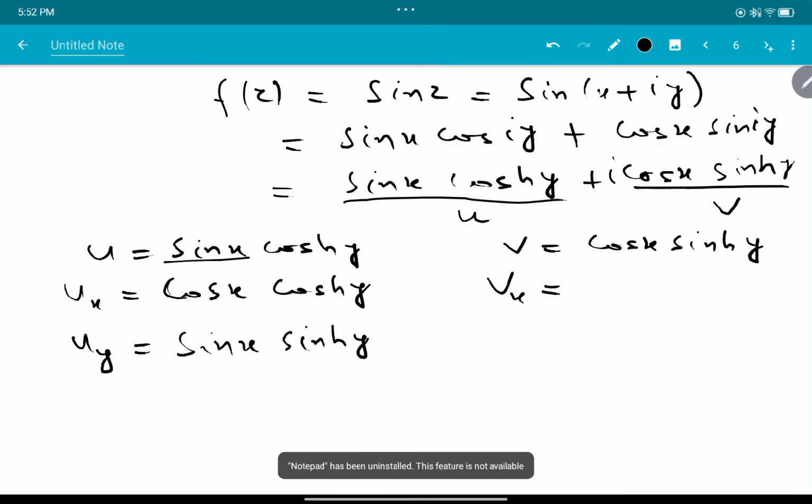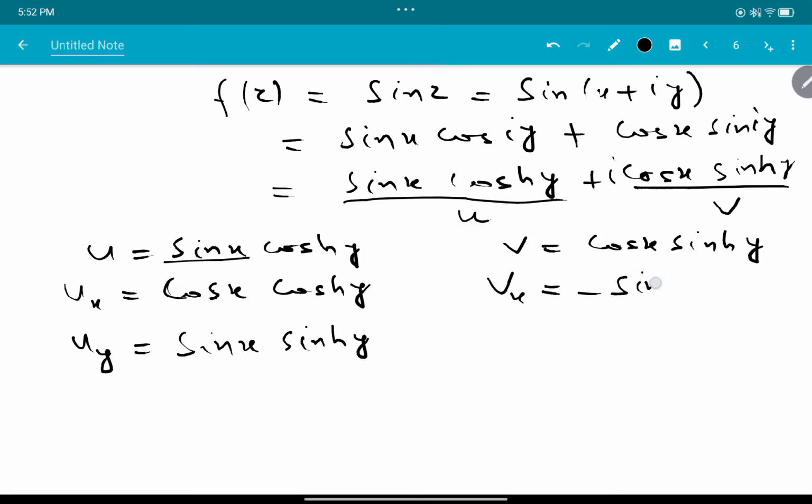Similarly, vx is equal to, differentiating with respect to x, minus sin x sinh y. Sorry, you are not differentiating this sinh y; y is to be kept constant. Now, differentiating with respect to y, you have to differentiate this with respect to y, not this. That is a common mistake that students make. Now cos x will remain constant, and the derivative of sinh y is cosh y.